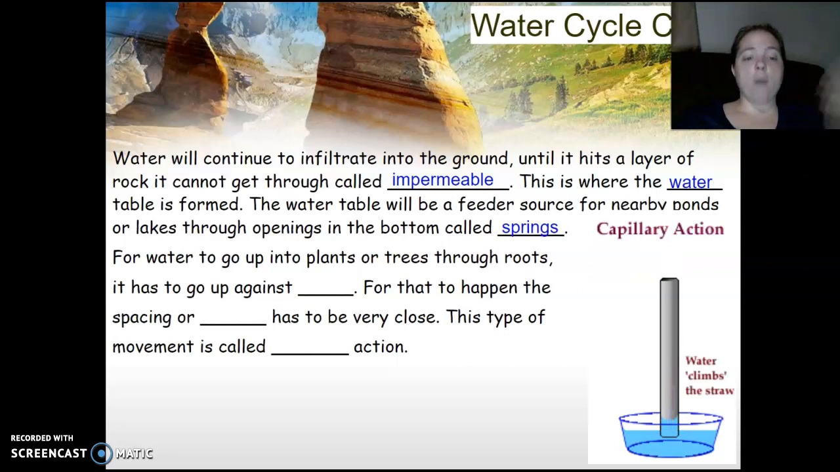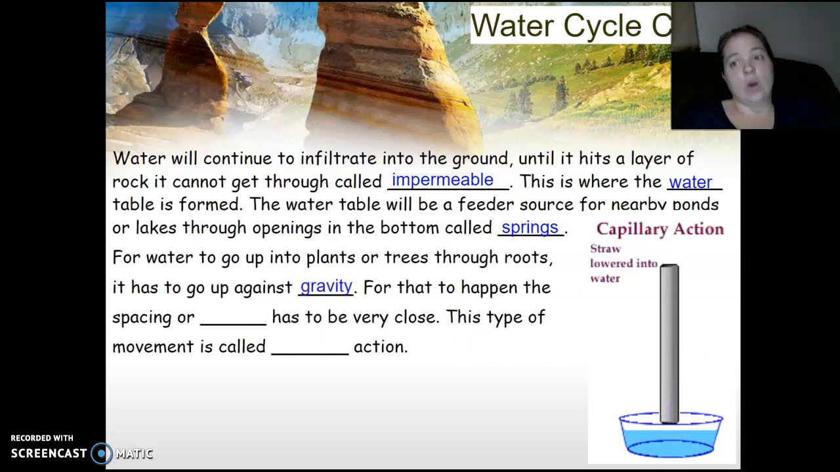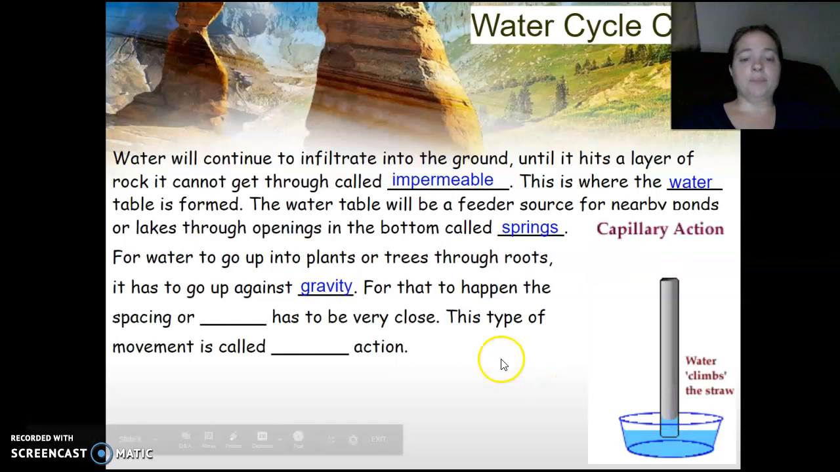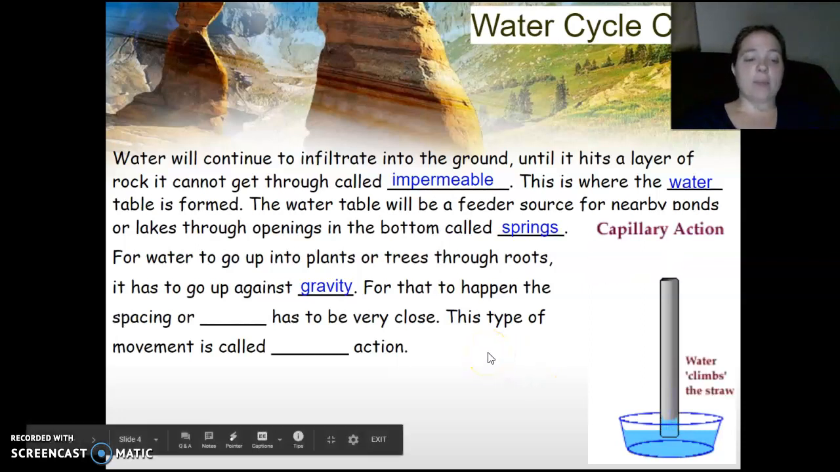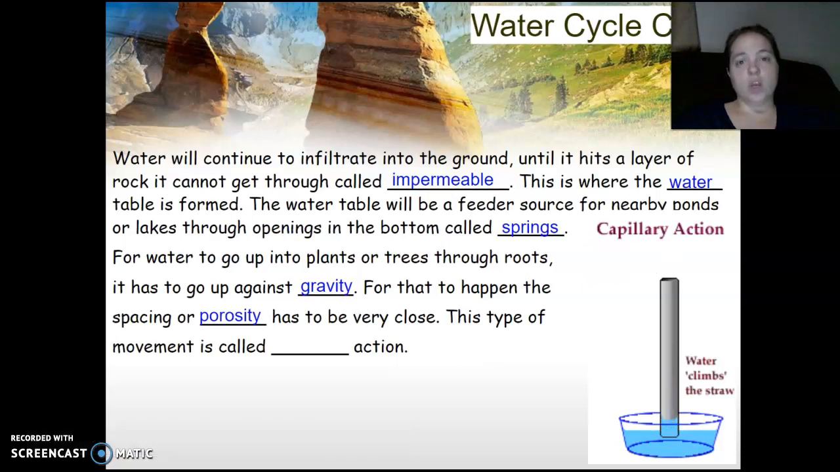For water to go up into plants and trees through the roots, it first has to go against gravity. So usually gravity pulls stuff down. Well, it wants to go up so that it goes into the flowers and trees and plants. And for this to happen, the spacing or the porosity has to be really, really close. So like with clay, there would be great capillary action going on. That's what it's called, capillary action.